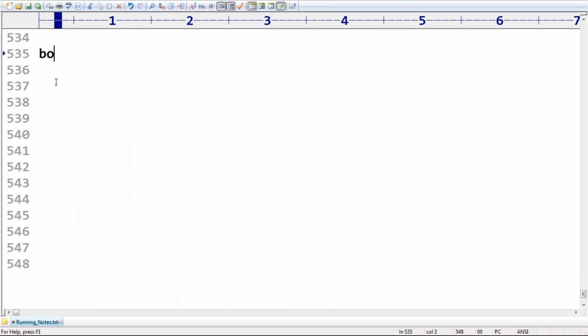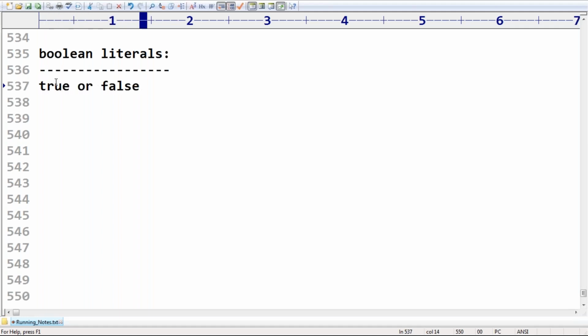Now Boolean literals. Just observe carefully: the only allowed values for the Boolean data type are true or false. Remember this one. Other than true or false, you can't use any other. By mistake, if you use any other, immediately we are going to get an error, friends. Take very special care about this one.